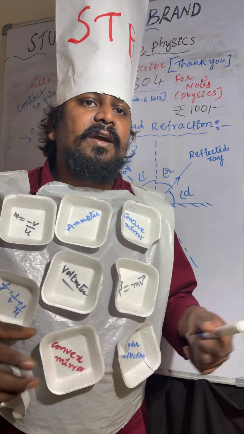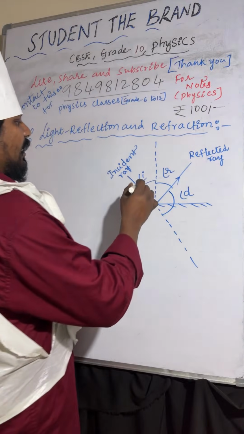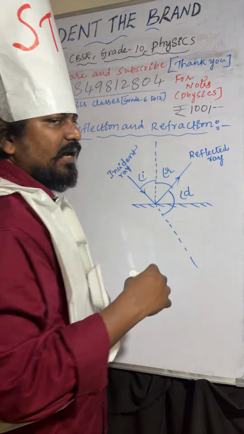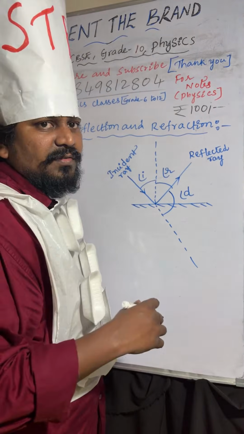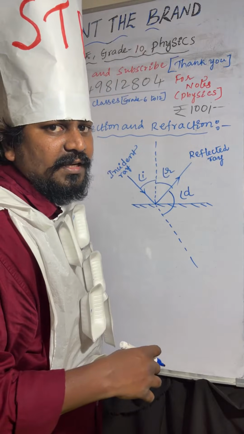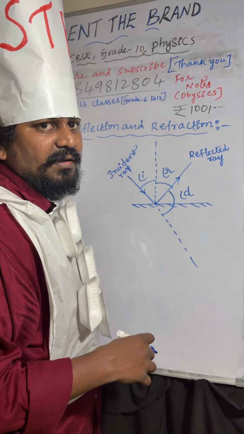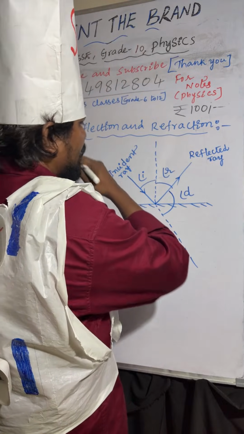These are the points. Now you can observe: the angle between the incident ray and the normal line is the angle of incidence, the angle between the reflected ray and the normal line is the angle of reflection, and the angle between the reflected ray and the undeviated line is the angle of deviation.